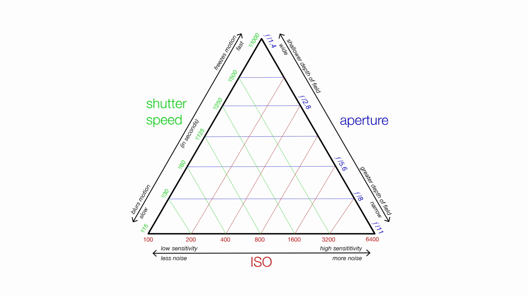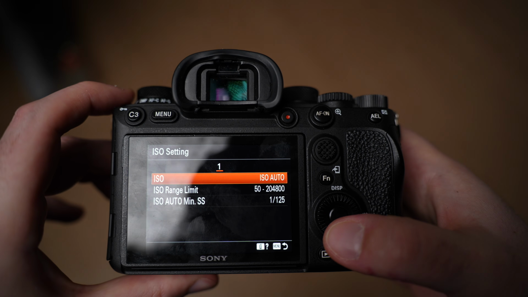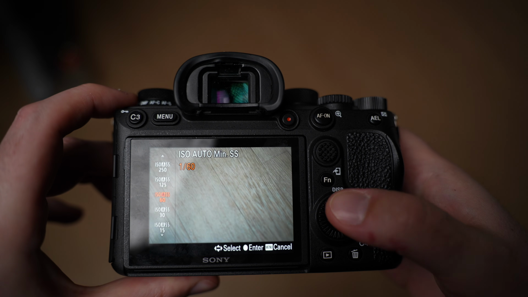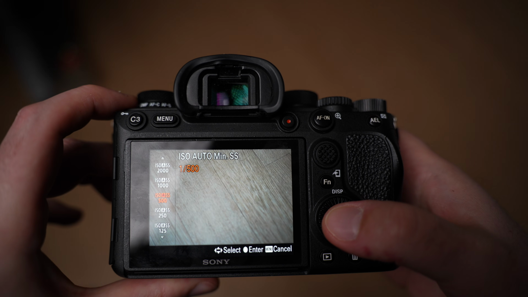And then it will simply pick the fastest possible shutter speed that we have left. And that is how all this works. But you also, with this auto ISO setting, can define a minimum shutter speed that you want to use. And this, of course, depends on what kind of situations you're shooting.